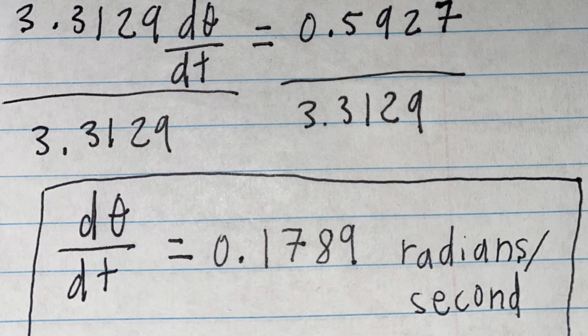and our result is d theta over dt equals 0.1789 radians per second. These results mean that as John is walking at a steady rate of 4.67 feet per second towards the streetlight, the angle of elevation from the top of his head to the top of the streetlight is changing 0.1789 radians per second.